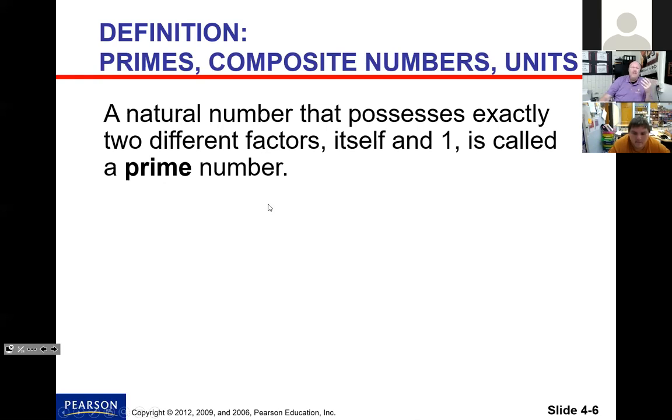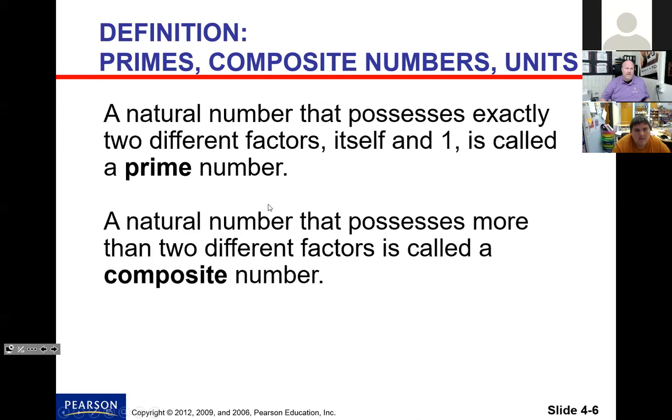So for example, is 3 a prime number? Oh, well, what about 2? Yes, 2 is a prime number. 3 is a prime number. Now, what if it's not? It's called a composite. So, for instance, 4. 4 is divisible by 4 and 1, but it's also divisible by 2 and 2. So it has more than those two things, so it's called a composite, right?